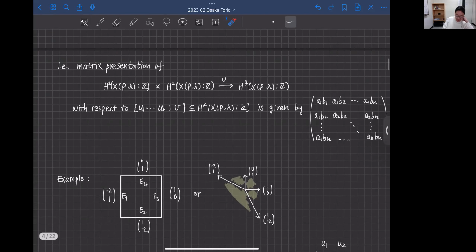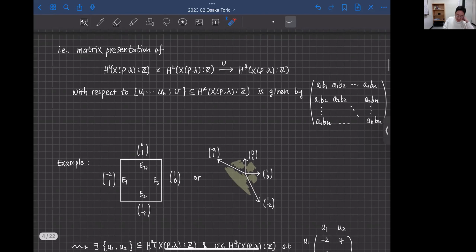So for instance, let's think about this combinatorial data, like a square with (1, 0), (0, 1), then (-2, 1), and (1, -2). In terms of the fan description, this is (1, 0), (0, 1) here, and then these two vectors. Probably you will see this example in the talk of Hiraku Abe tomorrow. Is that true, Hiraku? Yes. Okay, good.